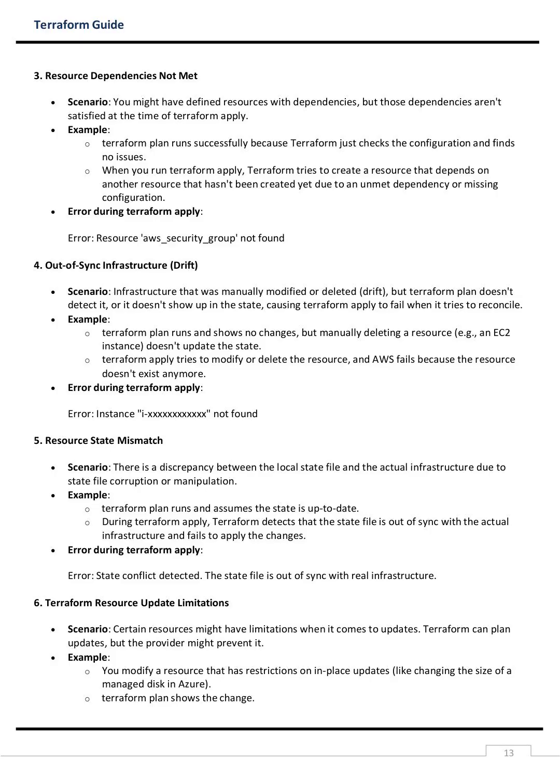Error during Terraform apply. Error: state conflict detected. The state file is out of sync with real infrastructure. 6. Terraform resource update limitations. Scenario: Certain resources might have limitations when it comes to updates. Terraform can plan updates, but the provider might prevent it. For example, you modify a resource that has restrictions on in-place updates, like changing the size of a managed disk in Azure.